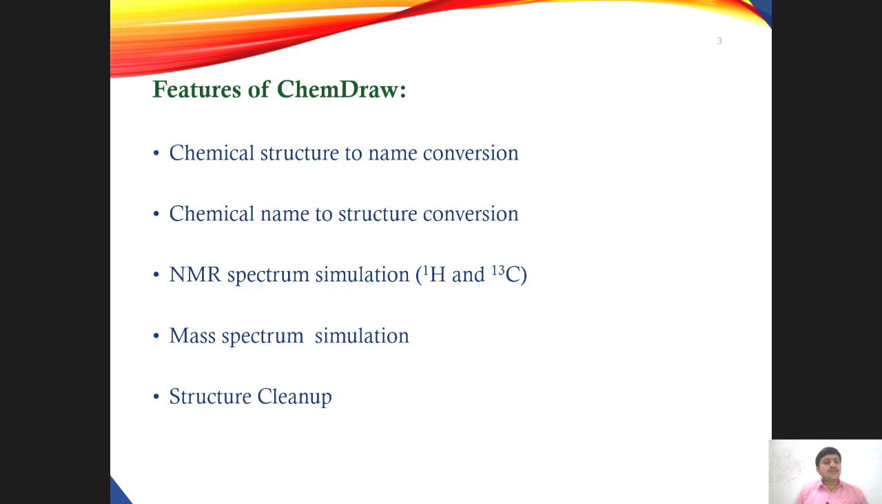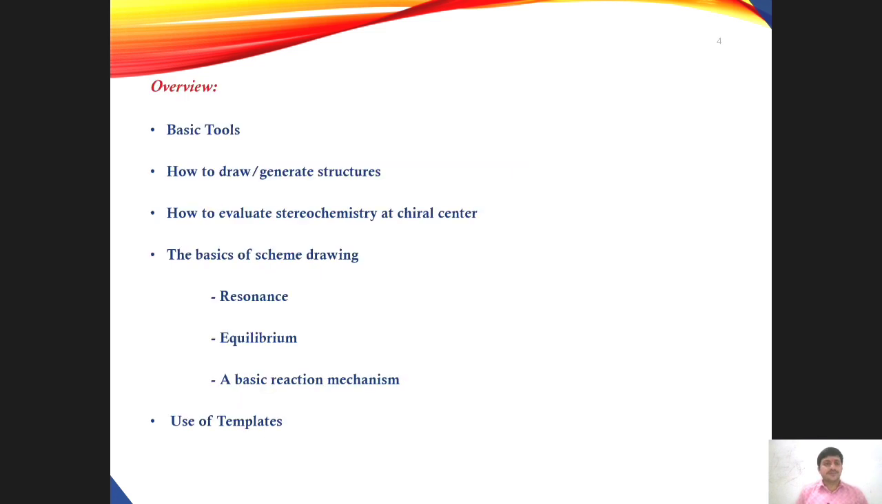Let's see the features of CHEMDRAW. The first one is conversion of the chemical structure to the name, and conversion of the name to chemical structure. We can predict NMR spectrum, mass spectrum, and also we have structure cleanup. These are some of the important features of CHEMDRAW.